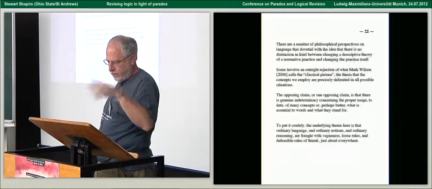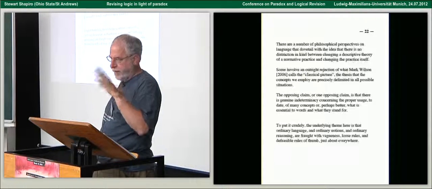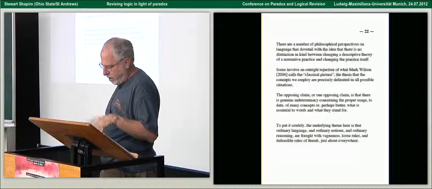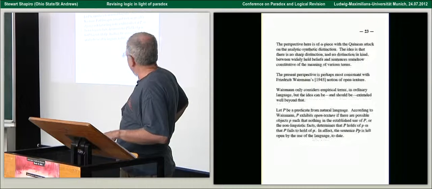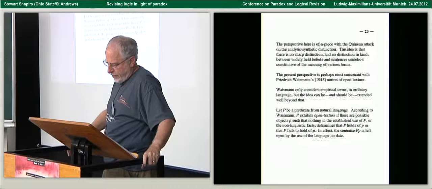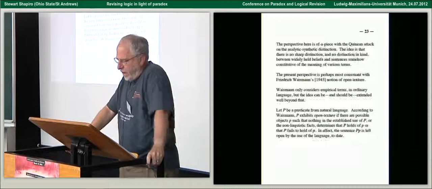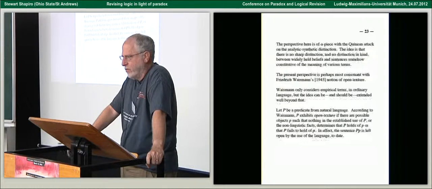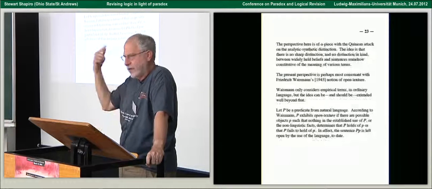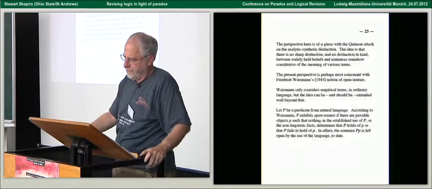the notion of open texture, which for Weismann dates back to his 1945 paper, only considers empirical terms in ordinary language, but the idea can be, and I think should be, extended well beyond that. So here's the idea. Let P be a predicate from natural language. According to Weismann, P exhibits open texture if there are possible objects x such that nothing in the established use of P, or the non-linguistic facts, determines that P holds of x or that P fails to hold. In effect, the sentence P of x is left open by the use of language to date. All right.